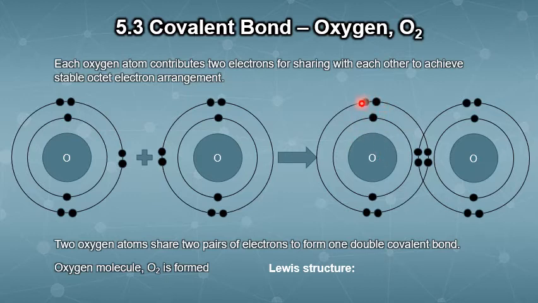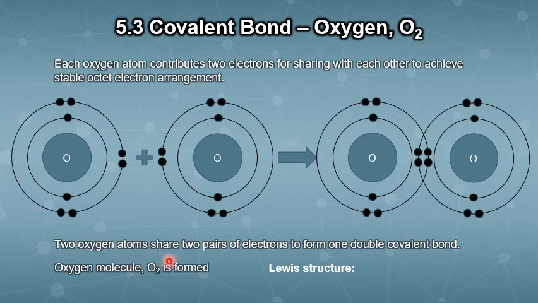Now we count the valence electrons for each atom. For the first one, 1, 2, 3, 4, 5, 6, 7, 8. Now it has reached the stable octet arrangement. The other oxygen is also the same because they both contribute 2 electrons for sharing. So we count the valence electrons for the second atom. 1, 2, 3, 4, 5, 6, 7, 8. So same, it has achieved a stable octet arrangement.